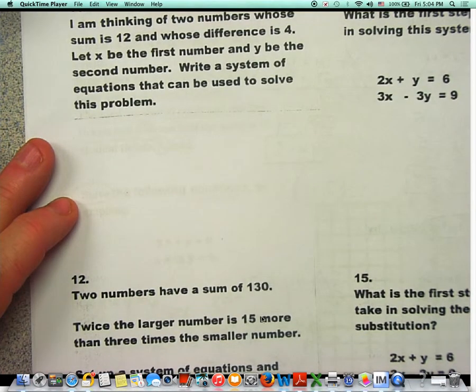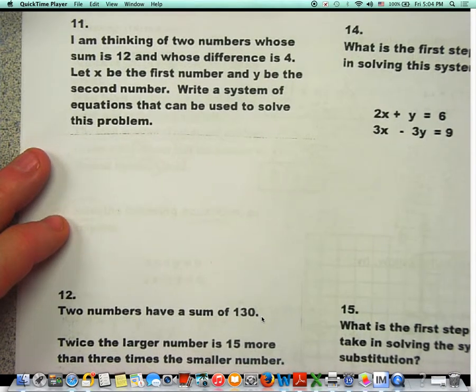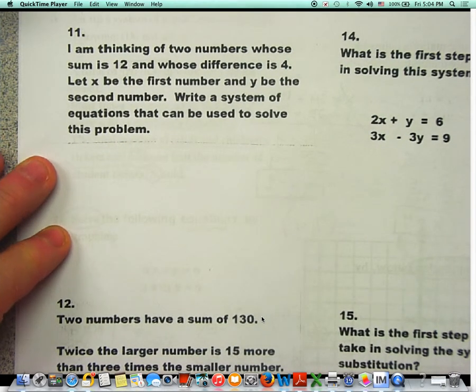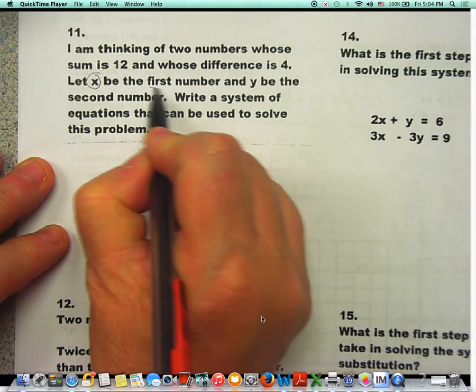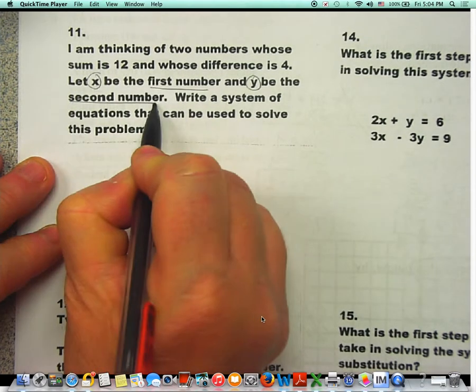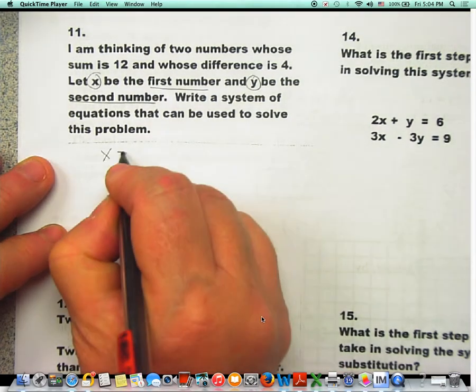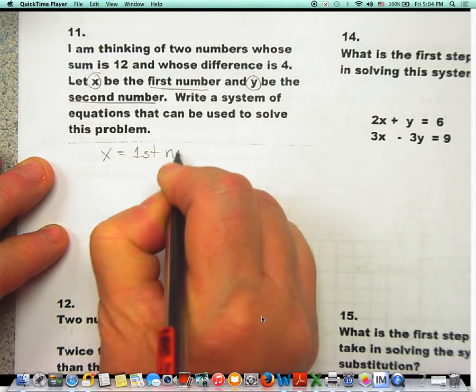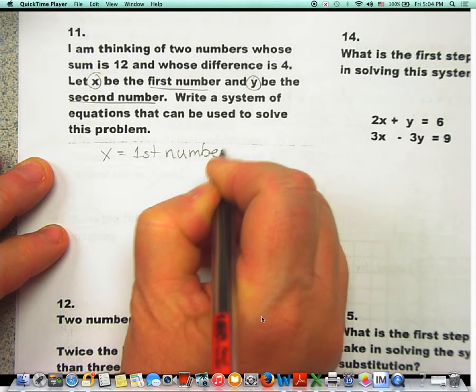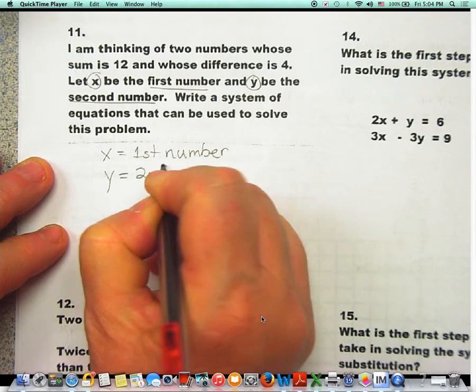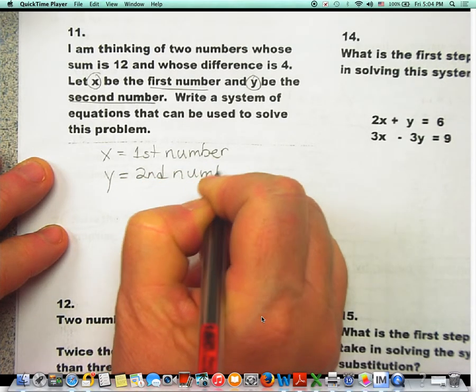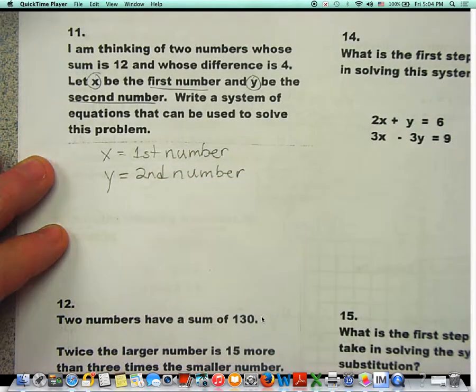Right, number 11, I'm thinking of two numbers whose sum is 12 and whose difference is 4. Let x be the first number and y be the second number. Write a system of equations that can be used to solve this problem. So if x is the first number and y is the second number, then I can write two equations with x and y.